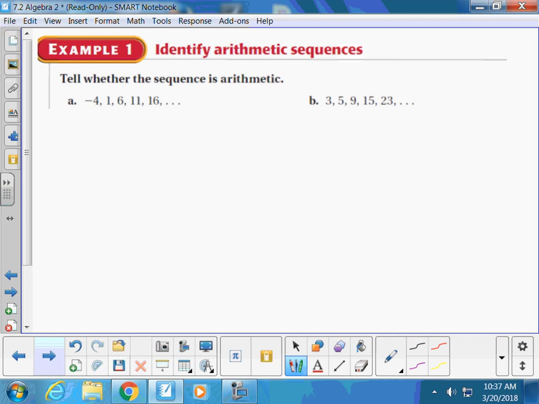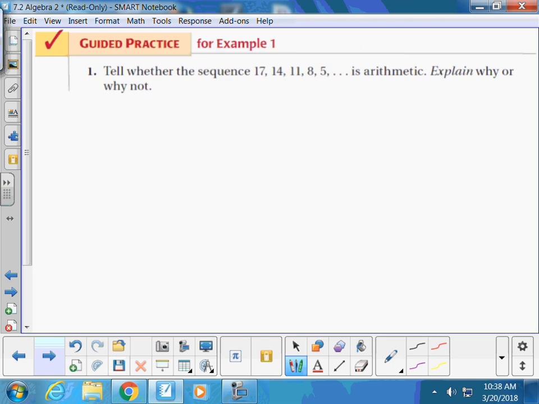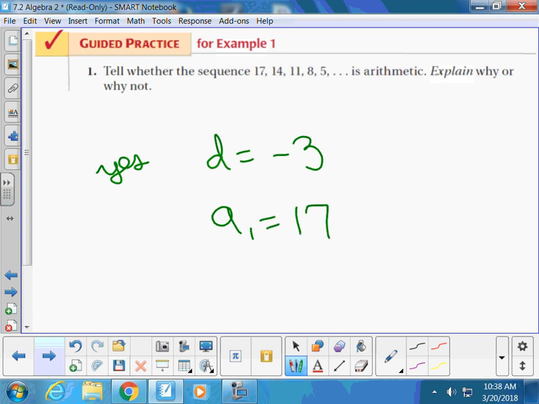So this one here, yes or no? Do we think it's arithmetic? Yes, just for fun, can you guys tell me what the constant difference is? And just for fun, can you tell me what the first term is? I call it A1. Good. All right, what about over here in part B? No, they're not adding the same amount between every single term. What about number 1 here? Yes, it is arithmetic. Just for fun, what's the constant difference? Negative 3, and then what's the first term? Good job. No questions on that one?